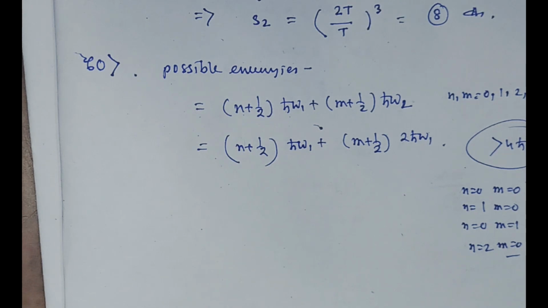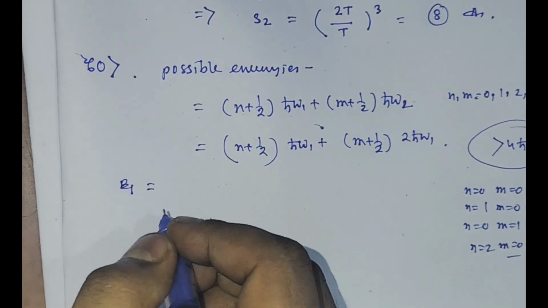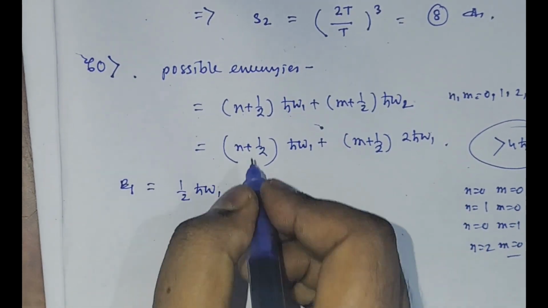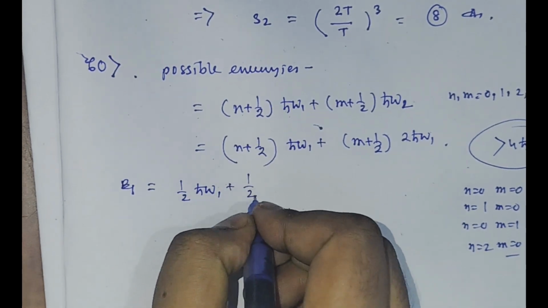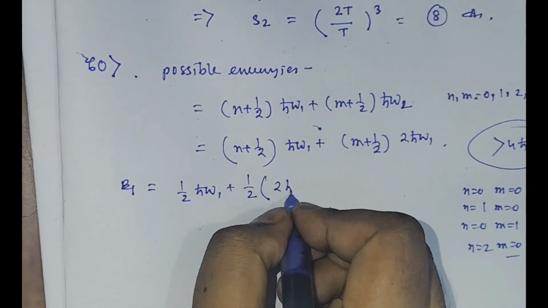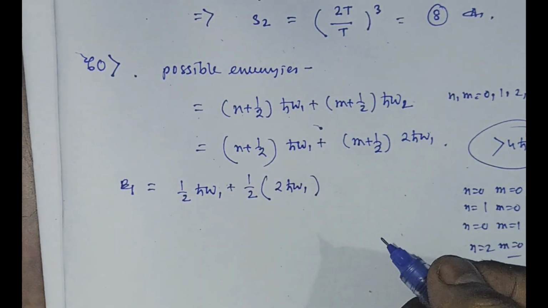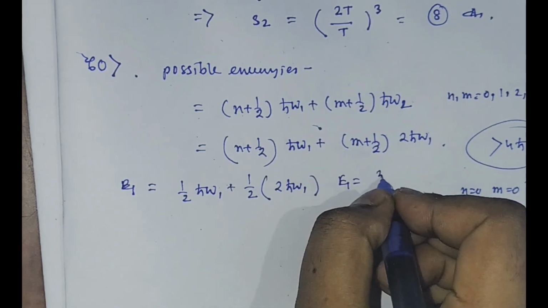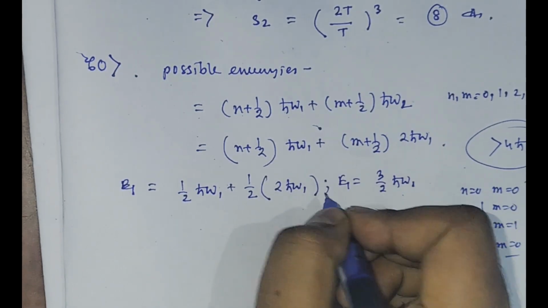Okay, let's find the energies. So first, E1 equals 1/2 h cut omega1, because n equals 0, plus 1/2 into 2 h cut omega1, and this is E1 equals 3/2 h cut omega1, right?